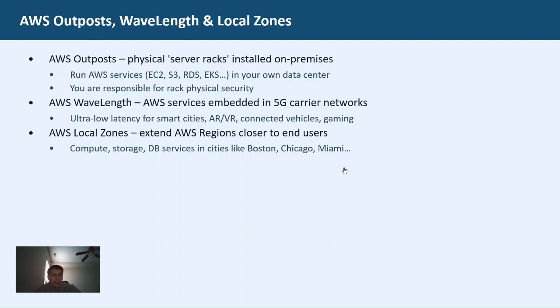Finally, three more infrastructure services worth knowing. First, Outposts. This is a physical AWS rack installed in your own on-premises data center. You can run EC2, S3, RDS, and more in your facilities using the same exact AWS APIs. Then we have Wavelength. This is AWS embedded in 5G carrier networks, enabling ultra low latencies for use cases like smart cities, AR/VR, real-time gaming, and connected vehicles.